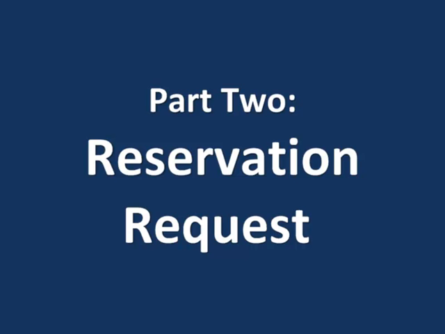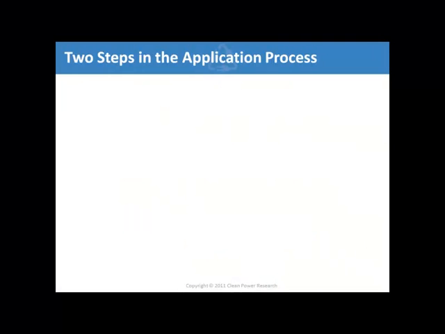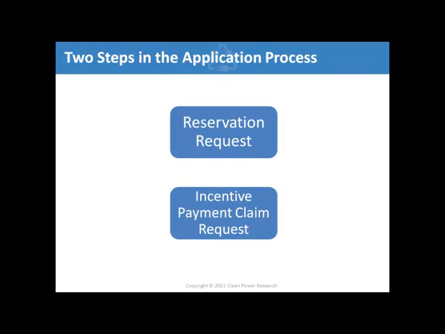Welcome to Part 2 of the Los Angeles Department of Water and Power Solar Incentive Application Tutorial. There are two main forms that applicants must complete during the incentive application process: the reservation request and the incentive payment claim request. Applicants get the incentive process started by filling out and submitting a reservation request, so let's begin by walking through that task.